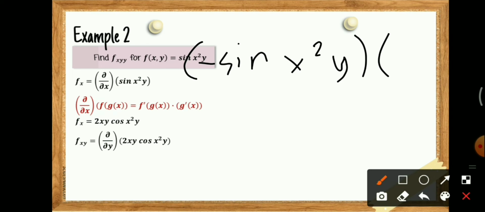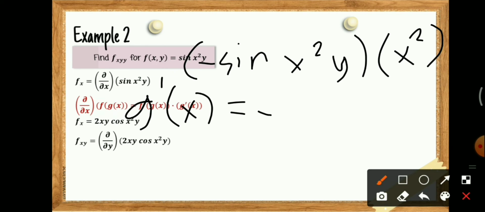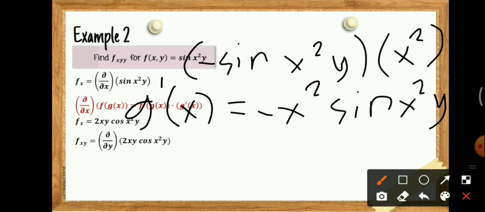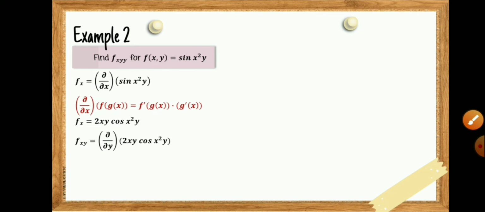And then the derivative of the inside function, which is x squared y, with respect to y is x squared. So the derivative of g of x is equal to negative x squared sine x squared y. So we have now the derivative of the second function. So we will differentiate this function with respect to y using the product rule.